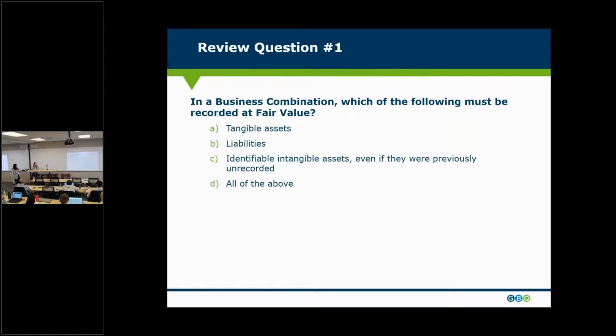So just a review question. In a business combination, which of the following must be recorded at fair value? Tangible assets, liabilities, identifiable intangible assets, or all of the above? Answer is D, all of the above.